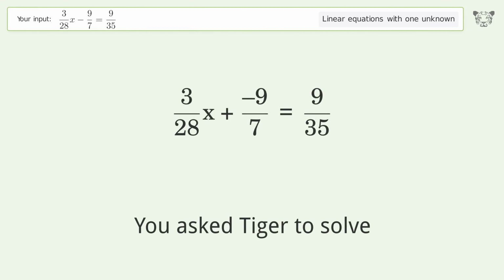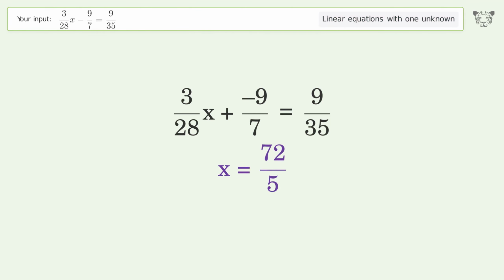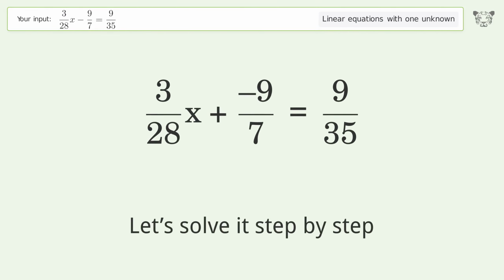You ask Tiger to solve this. It deals with linear equations with one unknown. The final result is x equals 72/5. Let's solve it step by step.